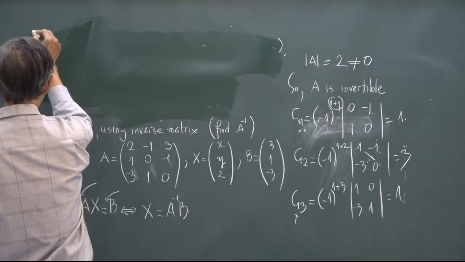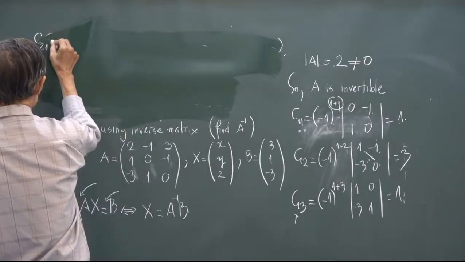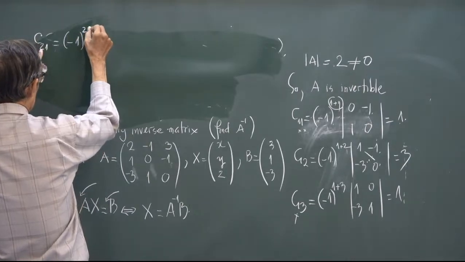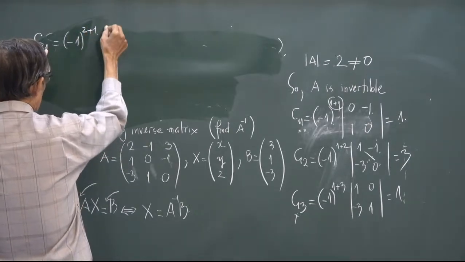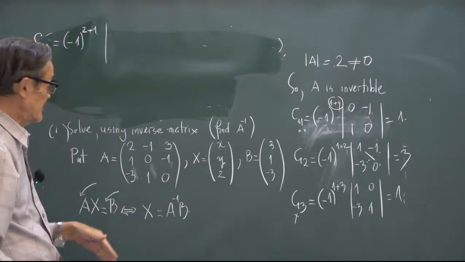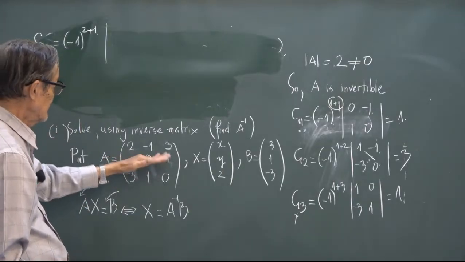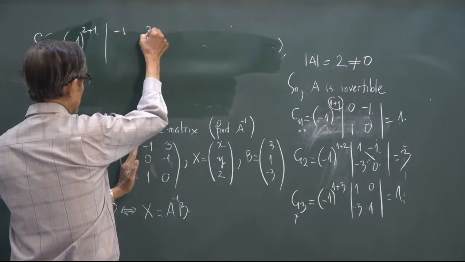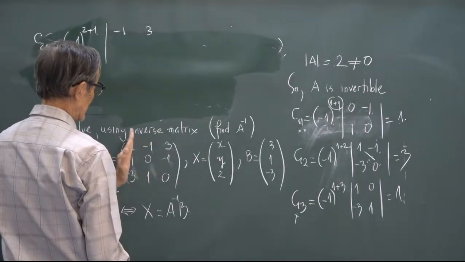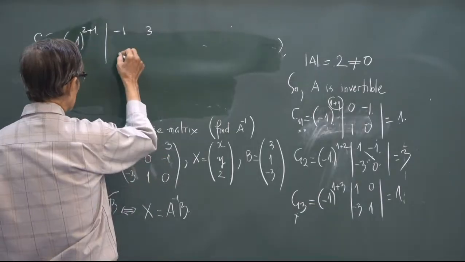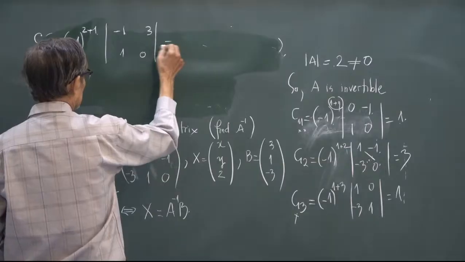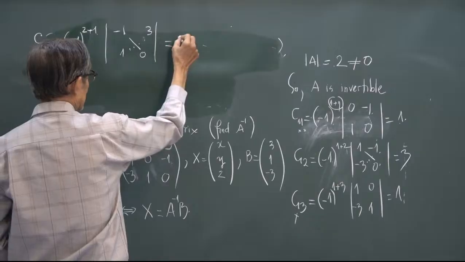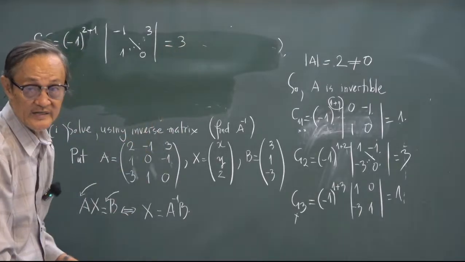Now C21, minus 1 to the power row 2 plus column 1. Delete row 2, delete column 1. Minus 1, 3, delete row 2, column 1. 1, 0. 0 minus 3, minus, plus 3. Okay.